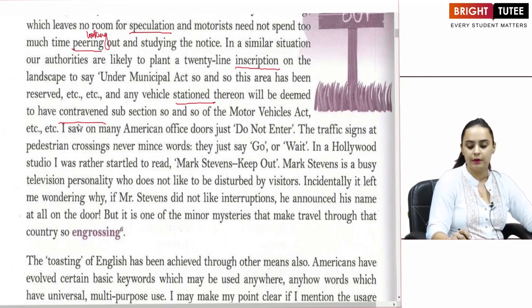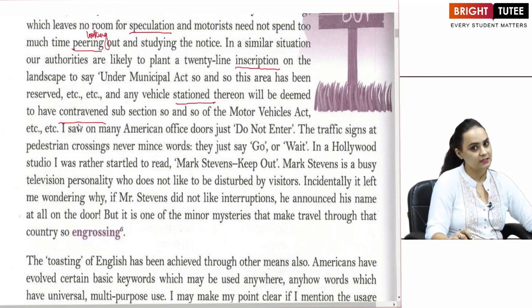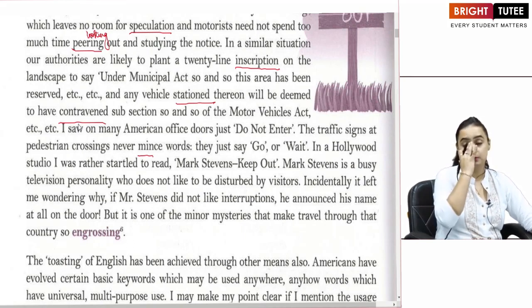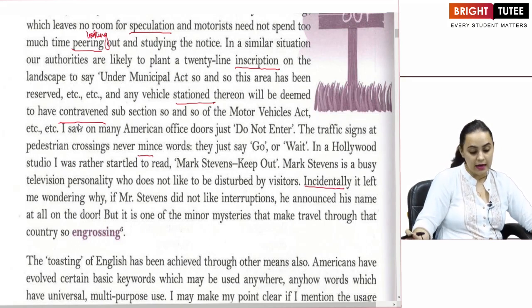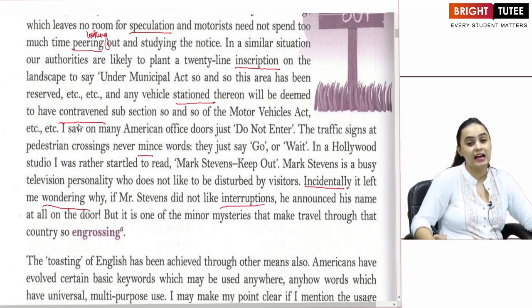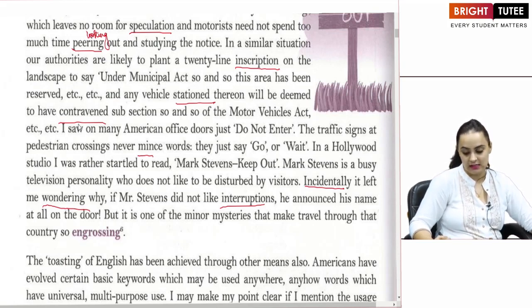I saw on many American office doors, just do not enter. The traffic signs at pedestrian crossings never mince words. They just say go or wait. In a Hollywood studio, I was rather startled to read, Mark Stevens, keep out. Mark Stevens is a busy television personality who does not like to be disturbed by visitors. Incidentally, it left me wondering why, if Mr. Stevens did not like interruptions, he announced his name at all on the door. But it is one of the minor mysteries that make travel through the country so engrossing.